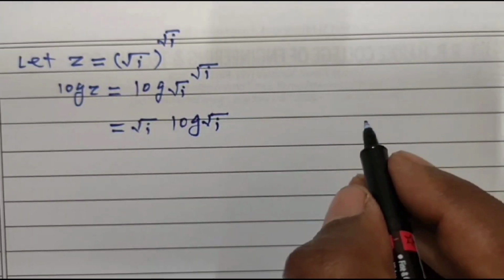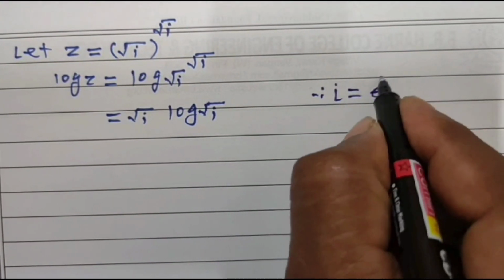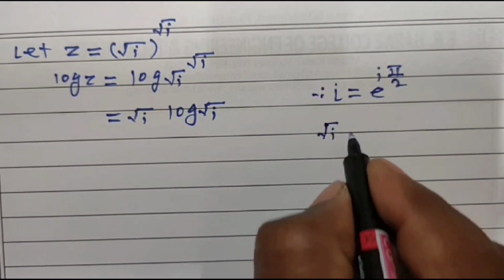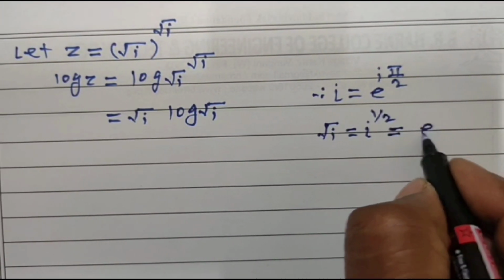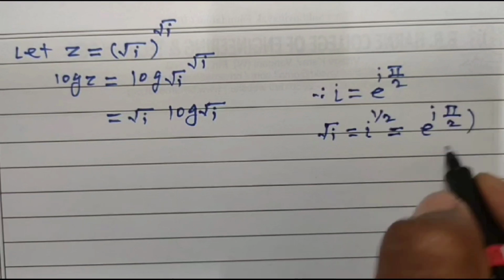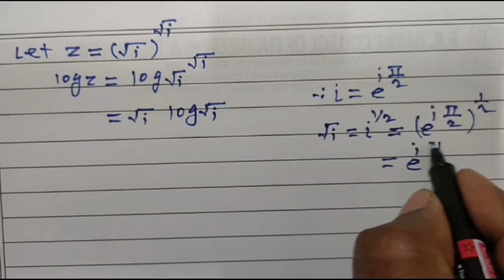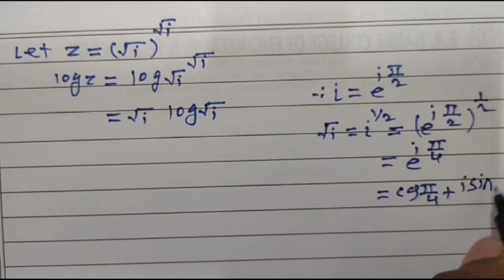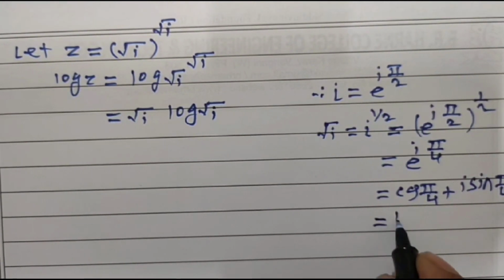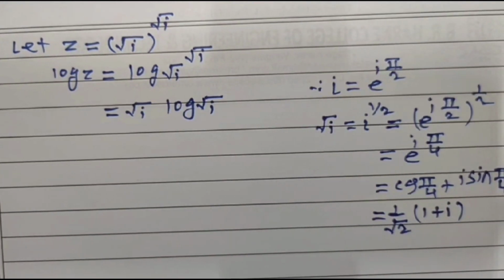But you know, we know i is equal to e to the power i pi by 2. Then root i is equal to i to the power half, and this is equal to e to the power i pi by 2, to the power half, which is equal to e to the power i pi by 4. Okay, that is cos pi by 4 plus i sin pi by 4. And you know, cos pi by 4 and sin pi by 4 are 1 upon root 2. So 1 upon root 2 into 1 plus i. This is root i. Okay.